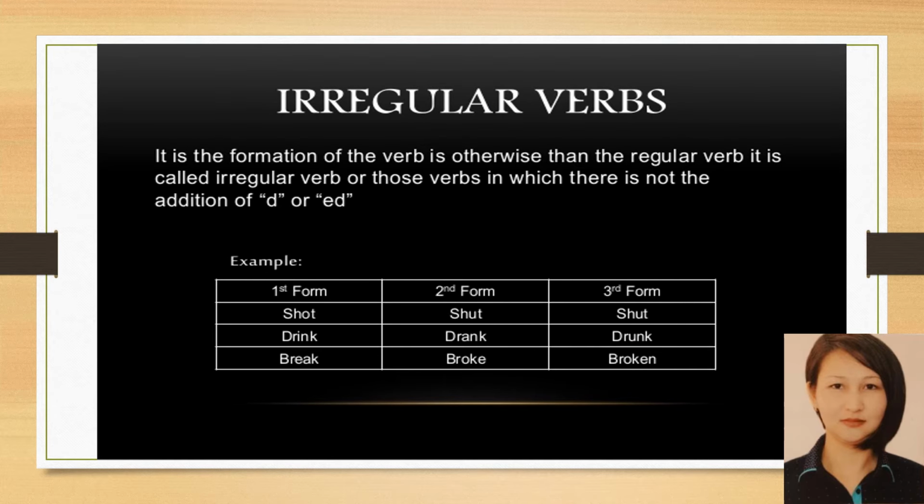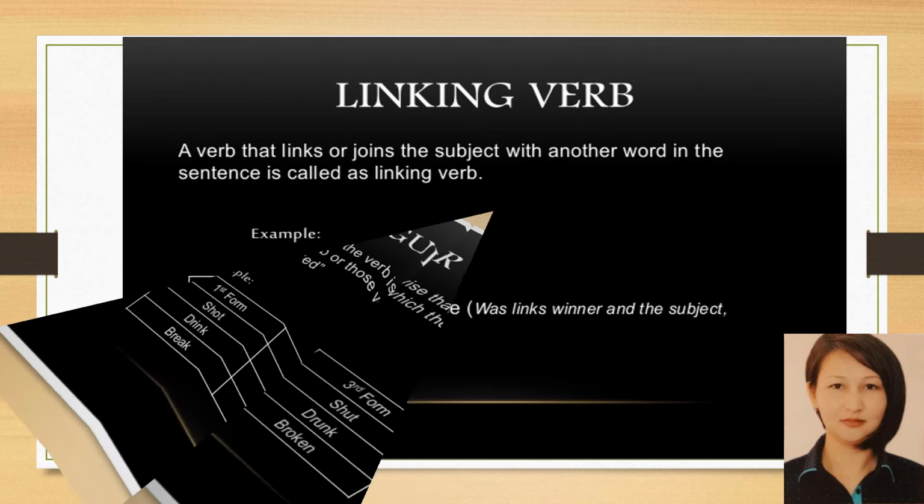Irregular verbs. A verb whose formation is otherwise than the regular verb is called an irregular verb, or those verbs in which there is not the addition of d or ed. For example, shoot, shot, shot. Drink, drank, drunk. Break, broke, broken.